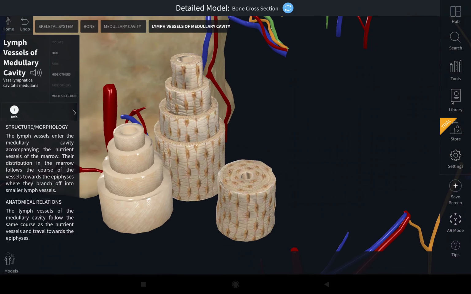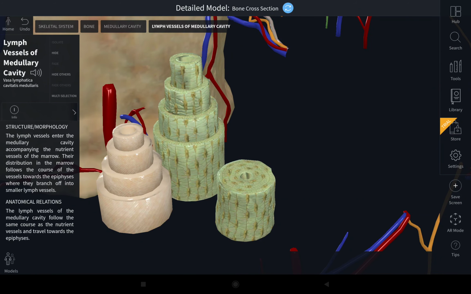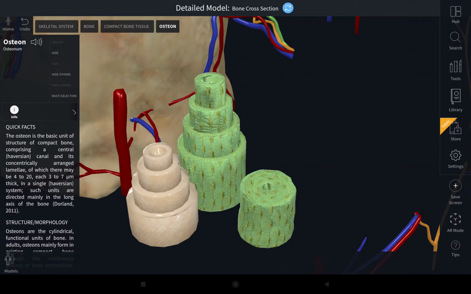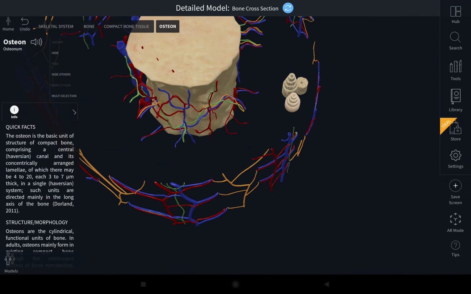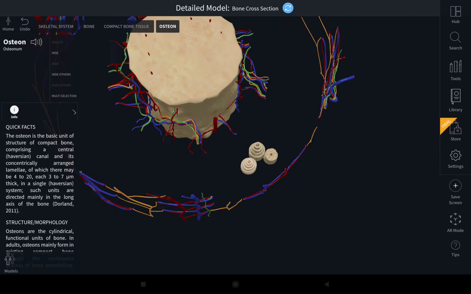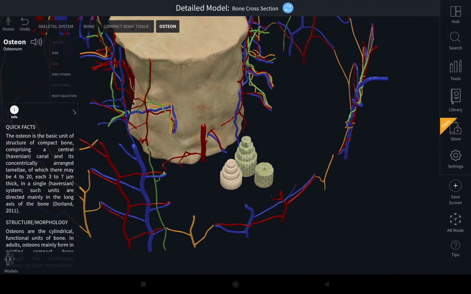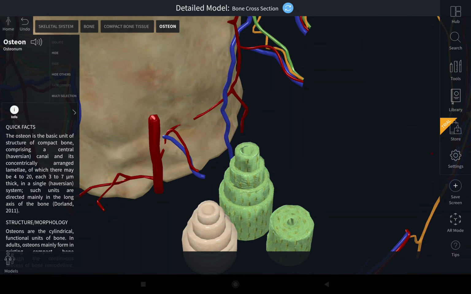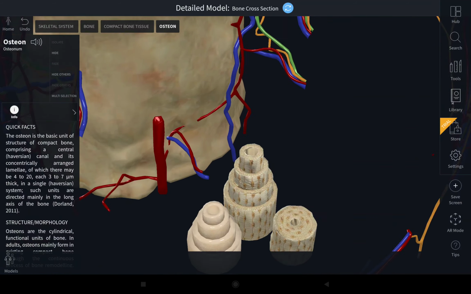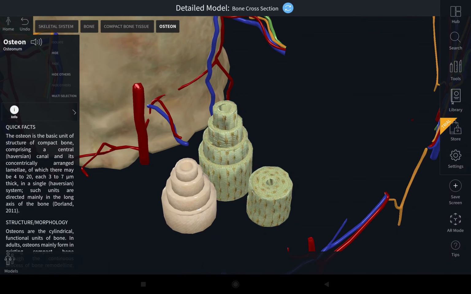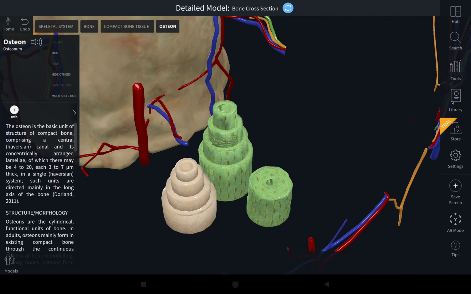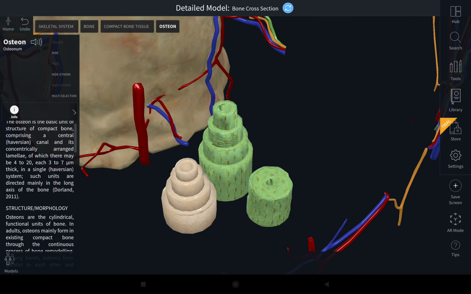Now we see some structures, and these are the most important because they are the functional unit of the bone. These are the osteon. Here these are the osteon, and the arteries, veins, and nerves are missing here. The osteon is the basic unit of structure of compact bone, comprising a central Haversian canal and its concentrically arranged lamellae.